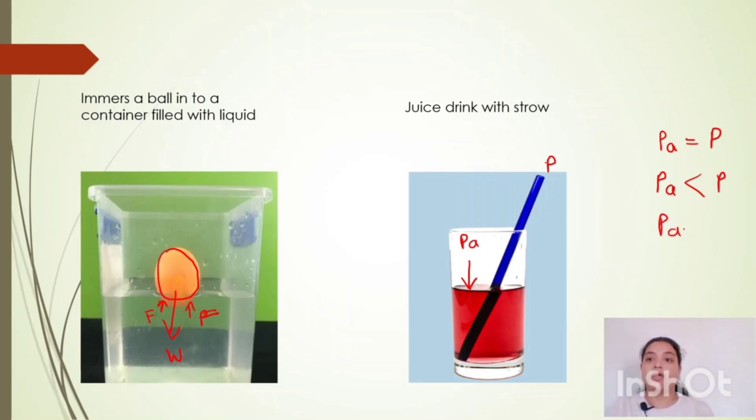If the atmospheric pressure is more than the applied pressure, what will happen? This pressure is going to be more, so it will allow the liquid to rise inside the tube. As the liquid rises inside the tube, it will reach our mouth. So this is the trick, actually based on atmospheric pressure, which helps us to drink juice from the straw.